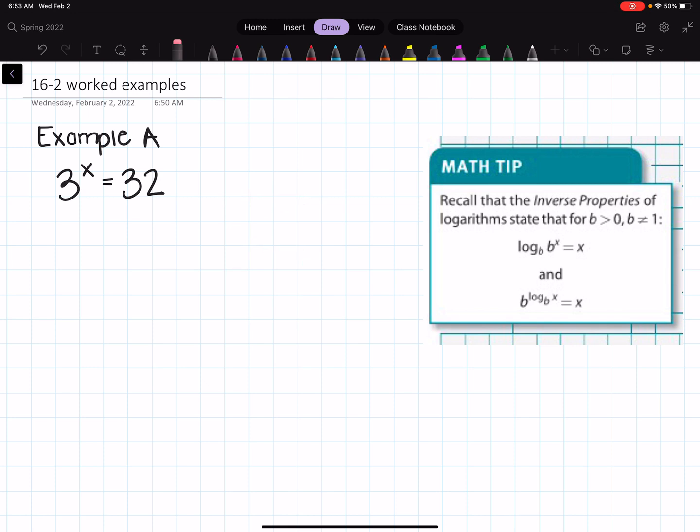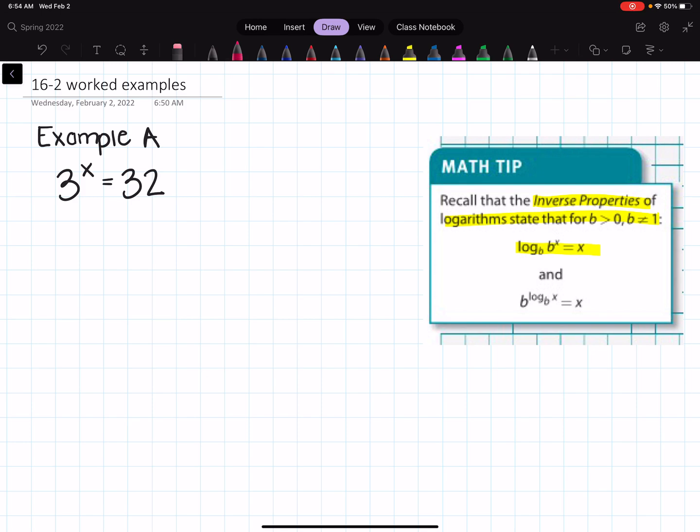So what we want to do instead is use our inverse property of logarithms, which says that if we apply a logarithm to an exponential expression, as long as the base is the same value, then we'll get back our x variable. Because we know that they're inverse operations, and inverse operations are going to cancel each other out.